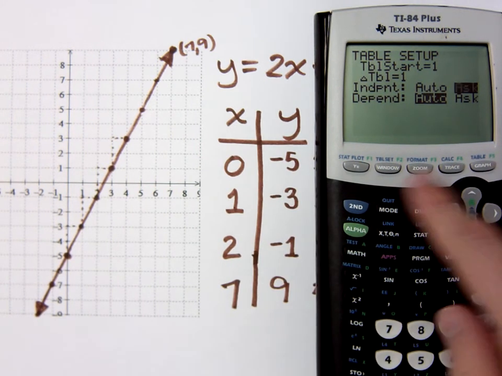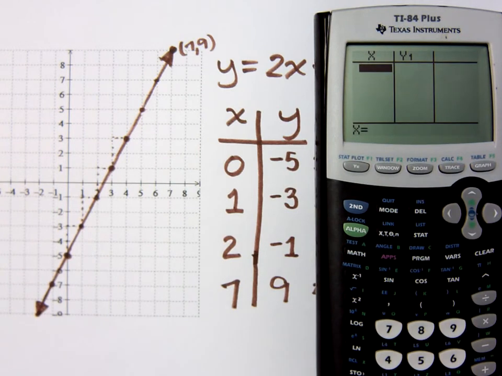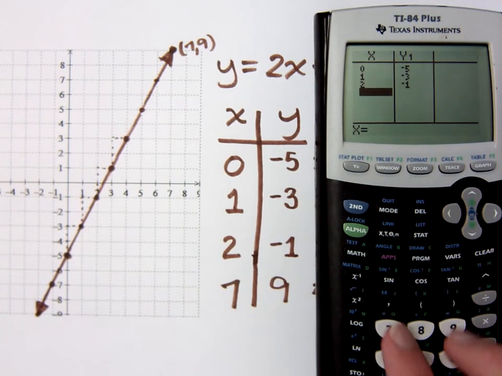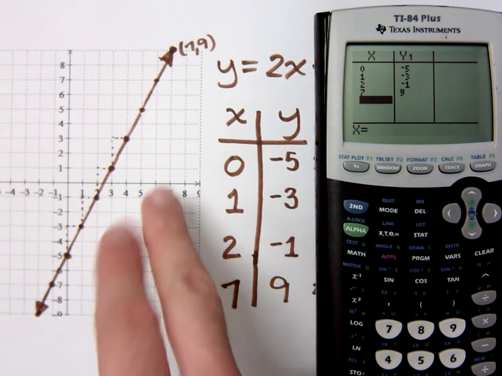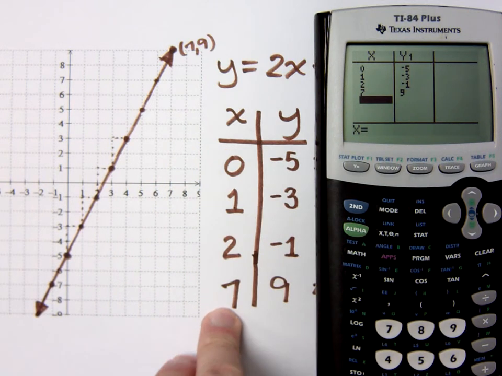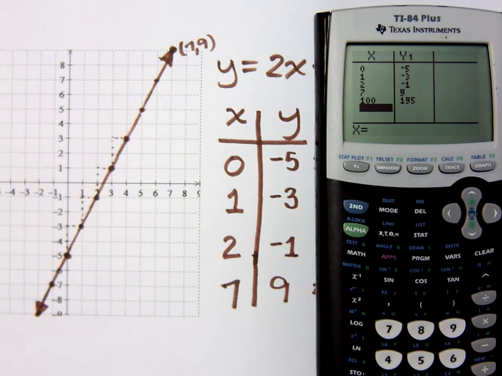So if I go to my table now, there's nothing here. You can type in any value that you want to. If you want to know what it is with 0, or 1, or 2, or 7, you get the same table that we have here. What happens if I plug in 100? I get 195. It does the work for you to create your t-table. I could type in 3.5. You get 2. Other questions about that?